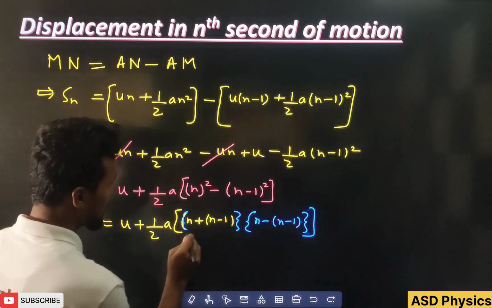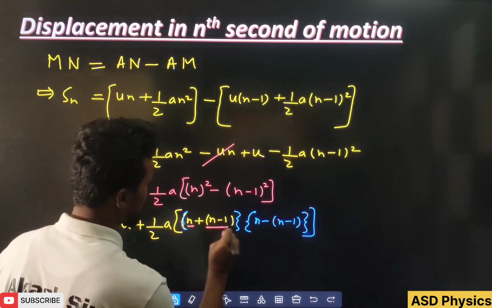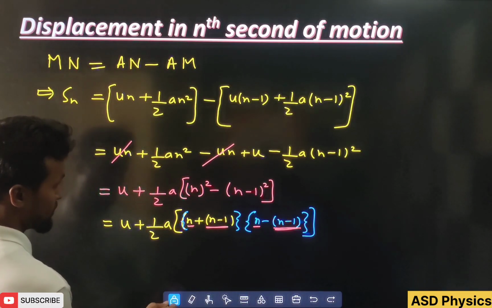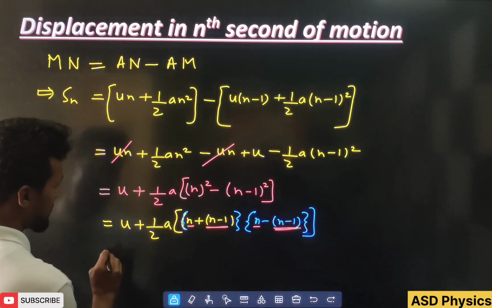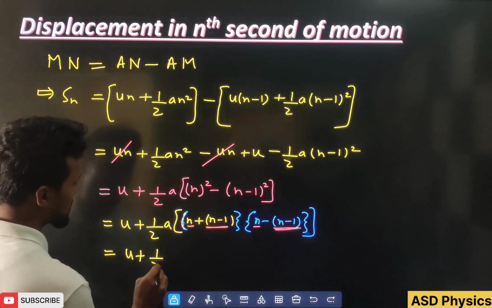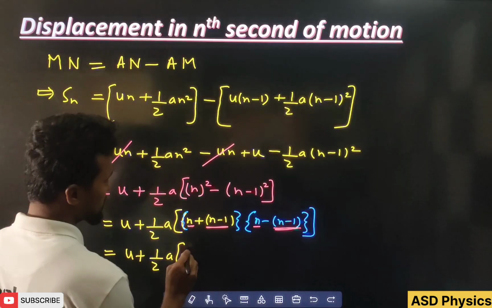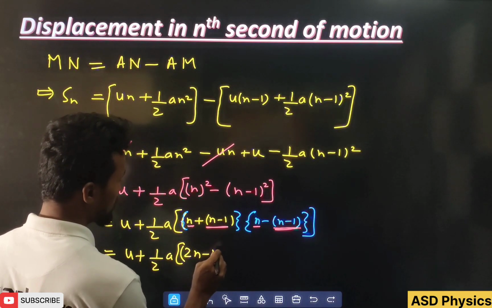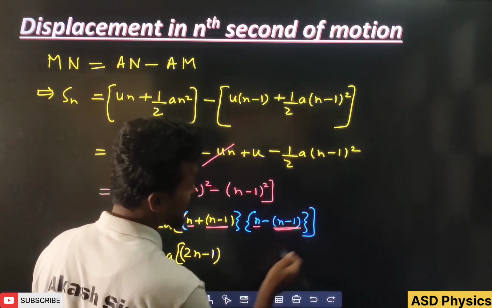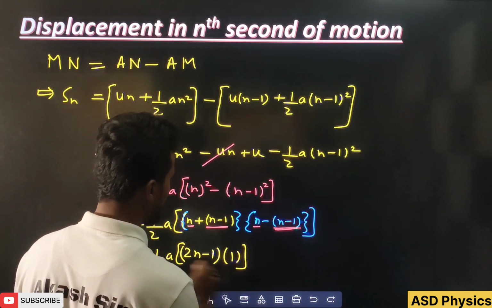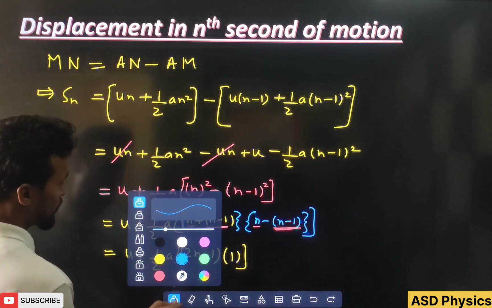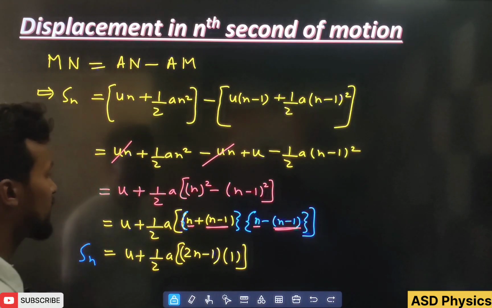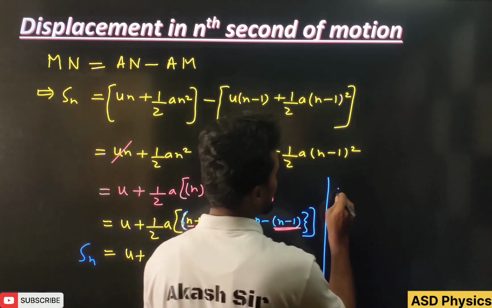So I hope this is very, very clear. This is a, this is b, that means a plus b, this is a, this is b, that means a minus b, okay. After that we'll just simplify this, so it will become u plus half a, n plus n minus 1 means 2n minus 1. Similarly here n minus n plus 1 will just become 1. So anyhow, what formula have we got here? You can see very well, S_n equal to u plus half a (2n minus 1), is it? That is what we can write here.